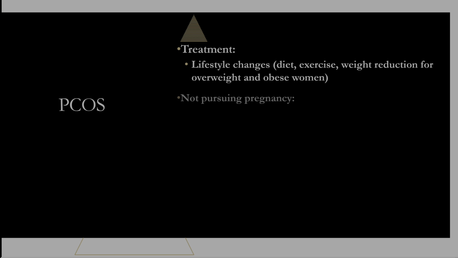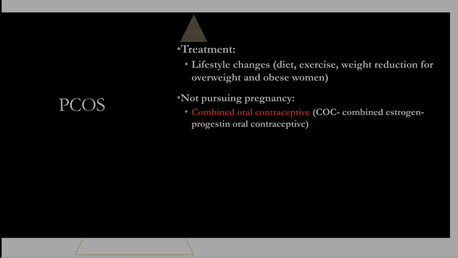So starting first with women not pursuing pregnancy, a patient who does not want to get pregnant, who has menstrual dysfunction and or androgen excess, which medication can we use? So the first line pharmacotherapy for most women will be with a combined oral contraceptive, or a COC, which is a combination of estrogen and progestin. So these COCs have a number of benefits for women with PCOS.